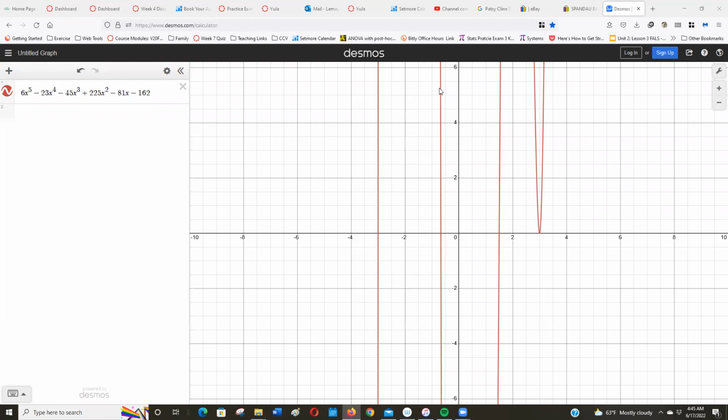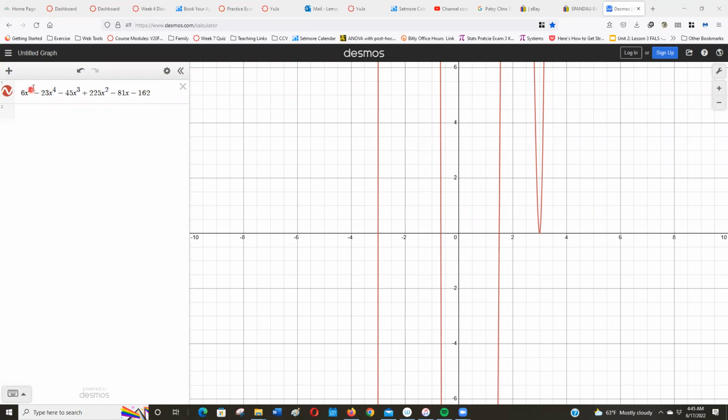So first thing you've got to remember is the fundamental theorem of algebra tells us, for a polynomial, you look at the largest term, that leading term, that degree of the polynomial. That tells us how many zeros there are going to be.